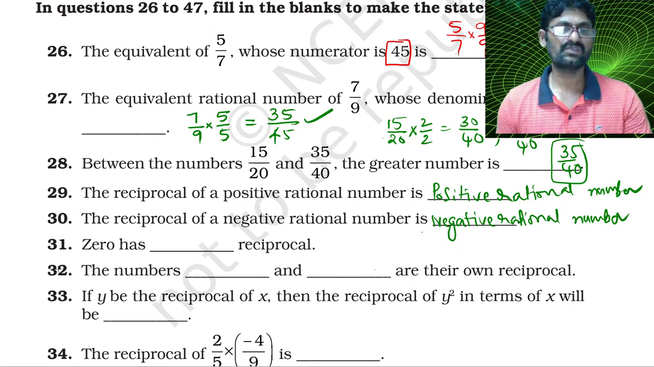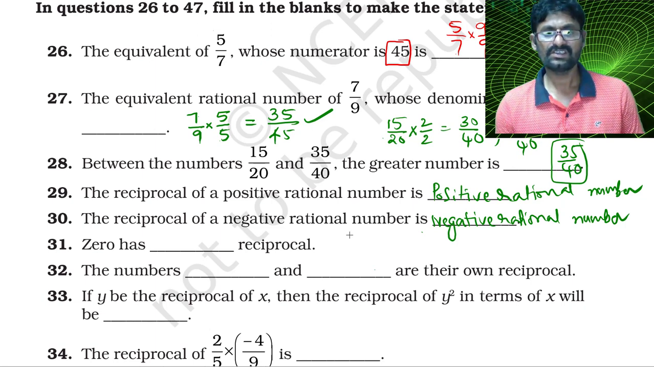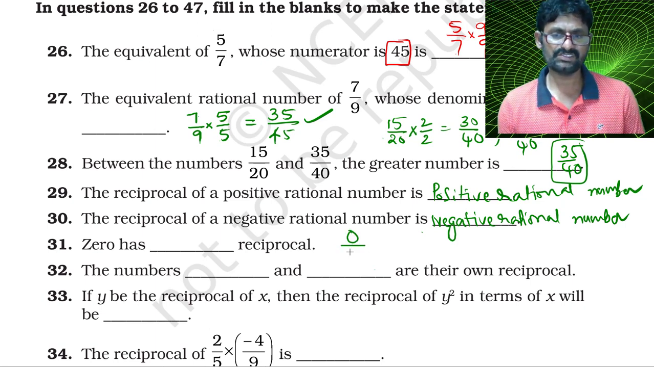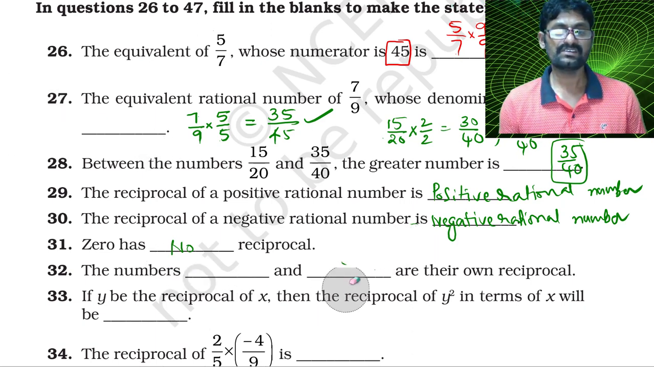Next, let us go to 31. 0 has dash reciprocal. First of all, does 0 have any reciprocal? There is no reciprocal. Why? Because if you take 0, we can write 0 as 0 by 1, 0 by 2, or 0 by 3 like that. Let me take 0 by 3. So the reciprocal of this one is how much? 3 by 0. Division by 0 is not possible. So 0 has no reciprocal.